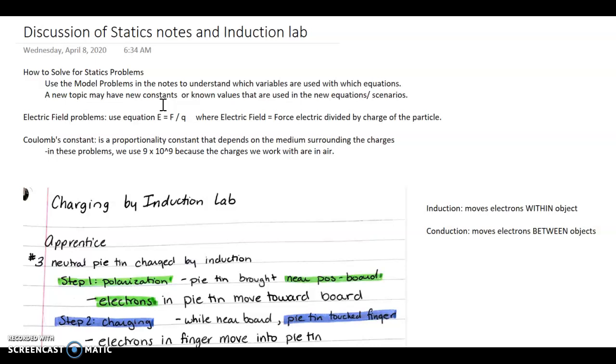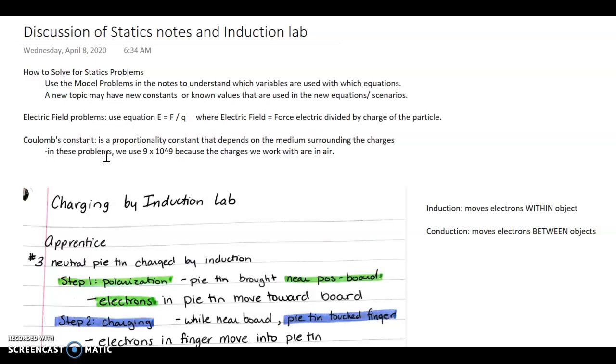Don't forget, I did have someone bring up, what is this K value and everything? Sometimes when we get into these new topics, we have new constants or known values that are used in the new equations or scenarios. You have to look in the notes to find these things. You also have to look in the notes because we have something called elementary charges, which is the known charge on an electron or a proton. That's given in the notes. You have to find that. So sometimes a problem will say, find the electric field of an electron given a force of so many newtons. Then you have to go back in your notes and find the charge of that electron.